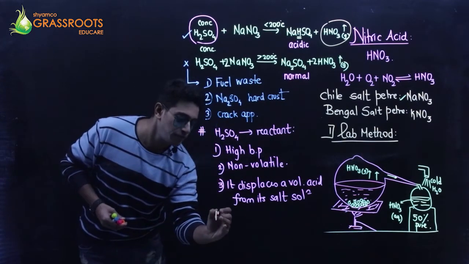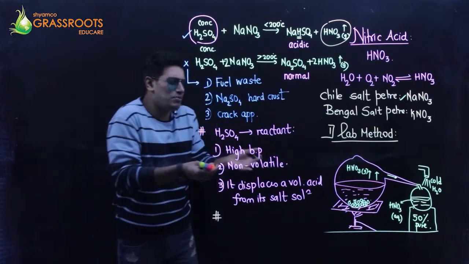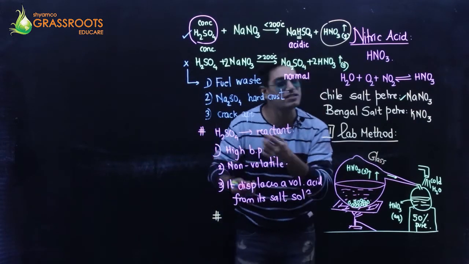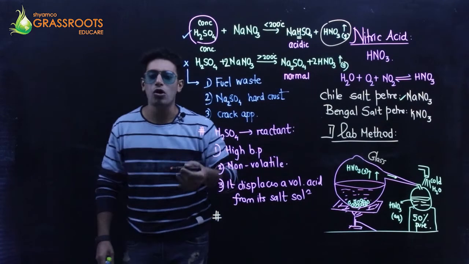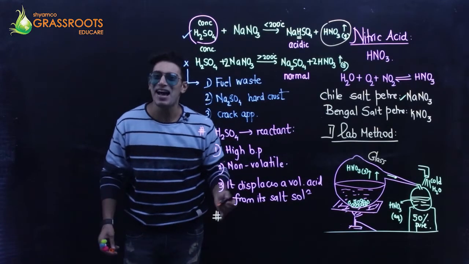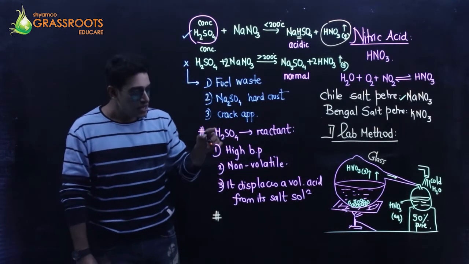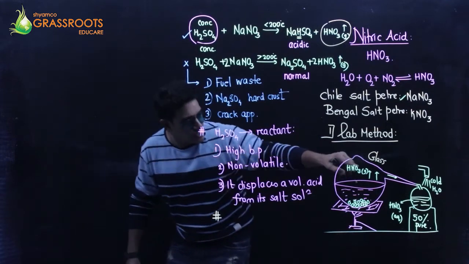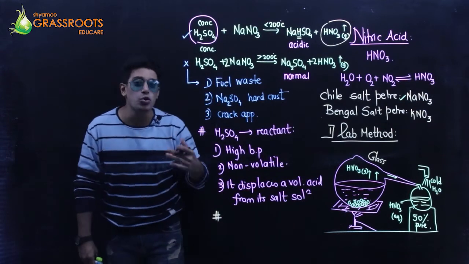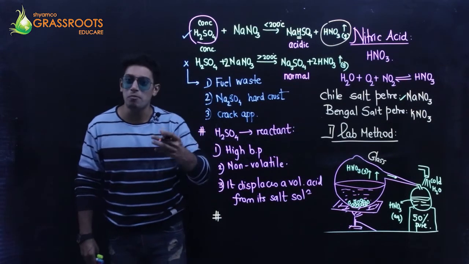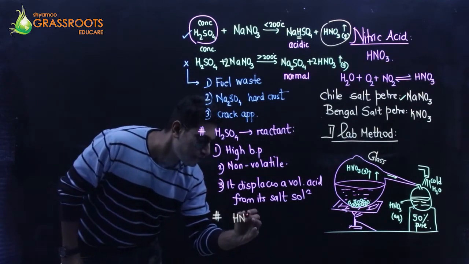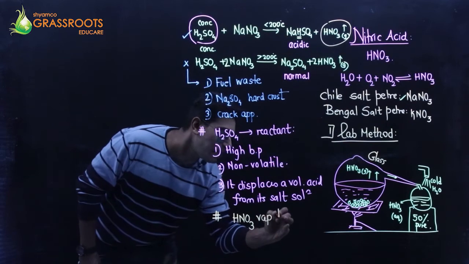My third pointer for y'all: why is this apparatus made up of glass? Wherever I see it is glass, glass, glass. What about a rubber cork? What about some metal inclusions? Nothing. Why glass? Because HNO3 vapors are highly corrosive. And if they are corrosive, they may attack the rubber, and that will be a problem. So I can say HNO3 vapors are highly corrosive.